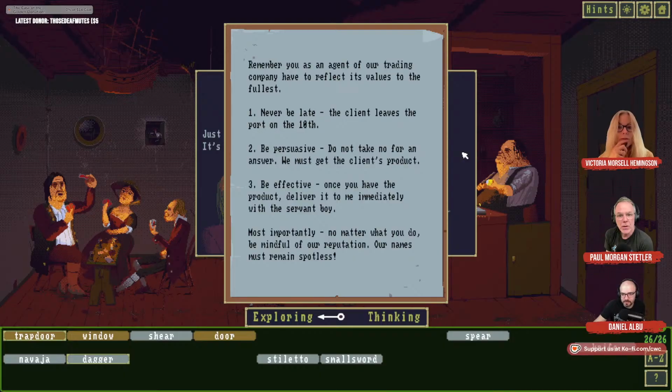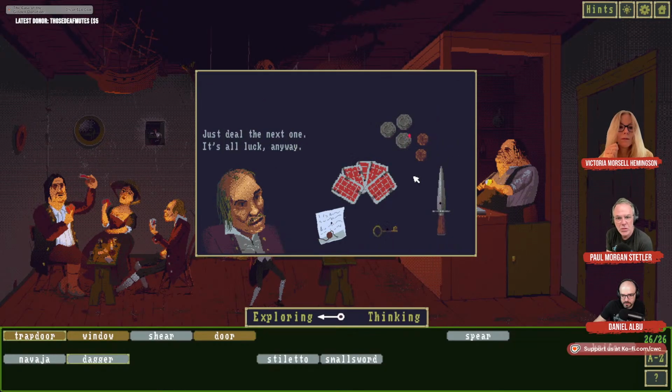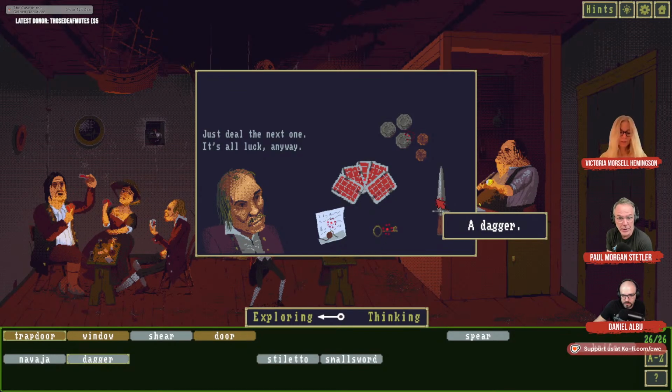Remember, you as an agent of our trading company have to reflect its values to the fullest. Never be late. Be persuasive. Be effective. Most importantly, no matter what you do, be mindful of our reputation. Our names must remain spotless.